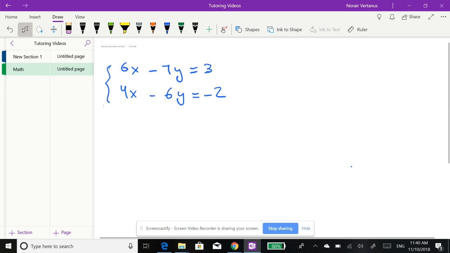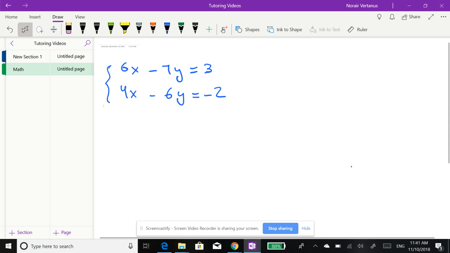Right now, I'm going to use the substitution technique to solve this problem. As is obvious from the name, the whole purpose is to get rid of one of the variables. You solve one of these equations with respect to one variable and plug it into the other equation. That's how you can get rid of one of the variables. So you're just going to end up with one variable.